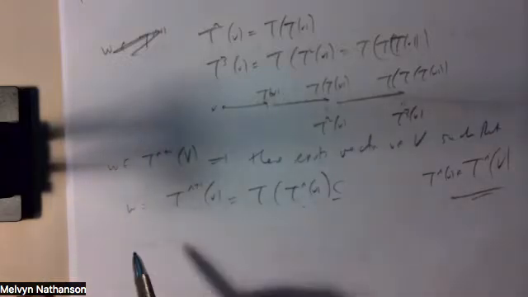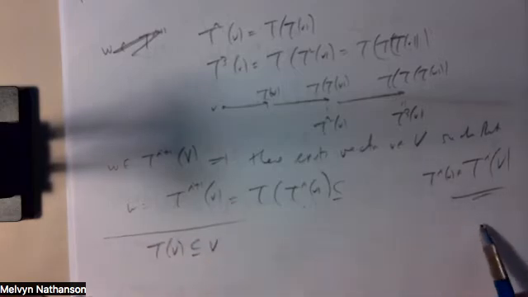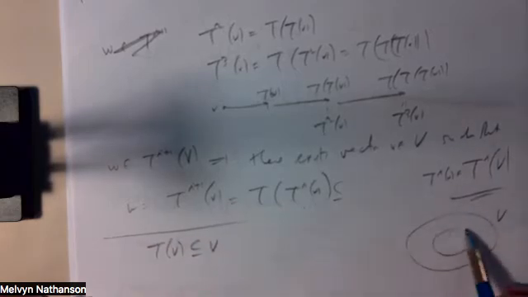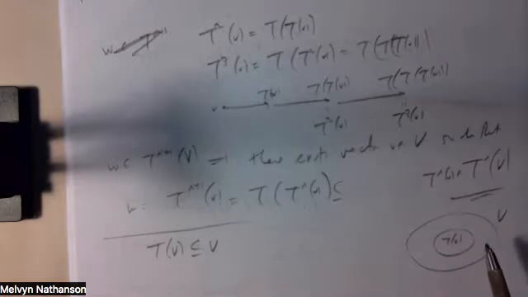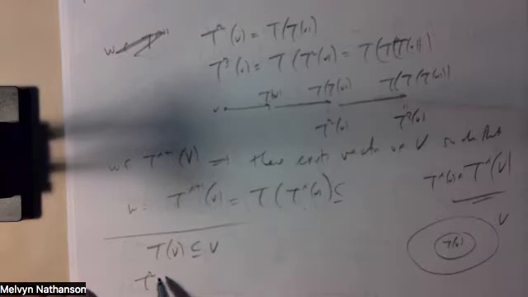Let me say it like this. So first of all, T of V is contained in V. Because if this is V, sitting inside of it is T of V. What about T squared of V?